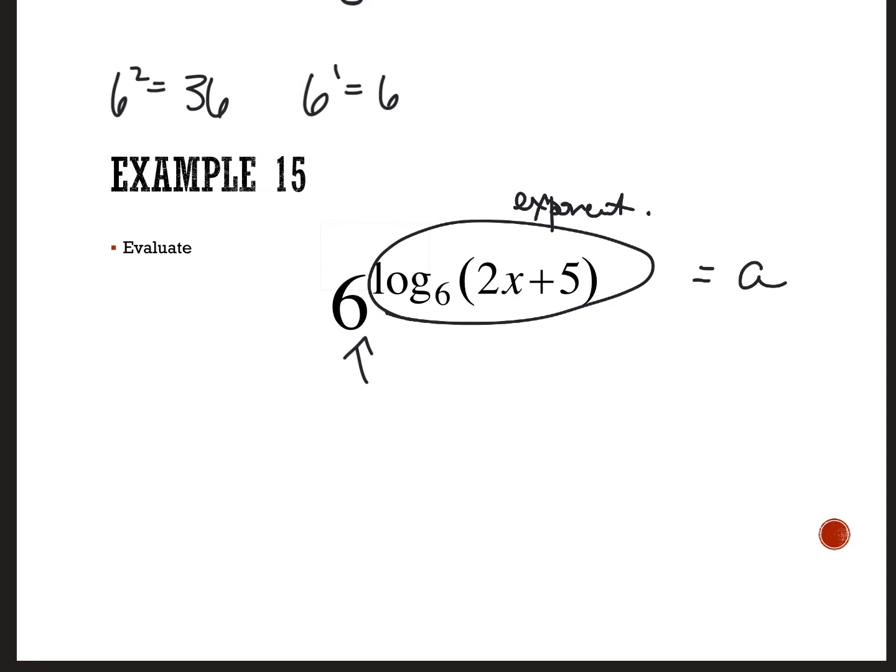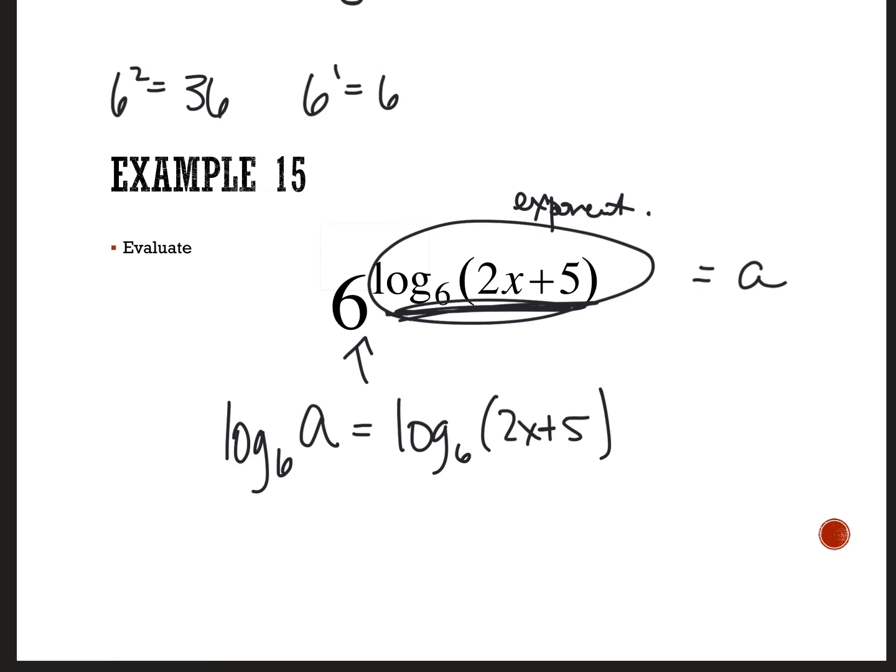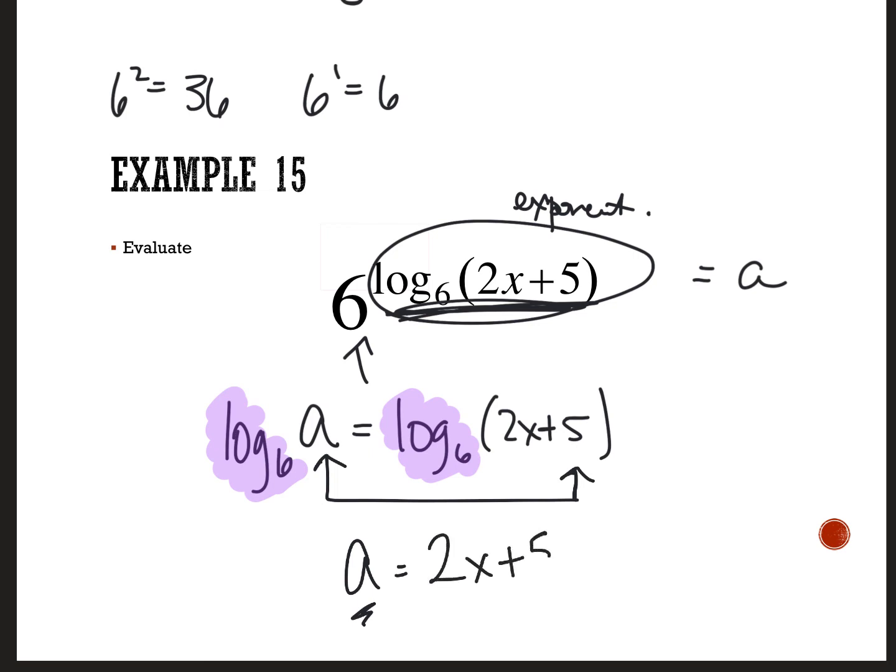I just have to write it in log form. So here we go. It's log base answer, which is what I don't know, what I'm trying to figure out, equal to this exponent, the whole thing. I'm going to grab a highlighter, because you've seen me do this before. If I have log base 6 on this side and log base 6 on this side, that means these two arguments have to be equal to each other. So the answer that I'm looking for, we said we were going to solve for A, equals 2x plus 5.